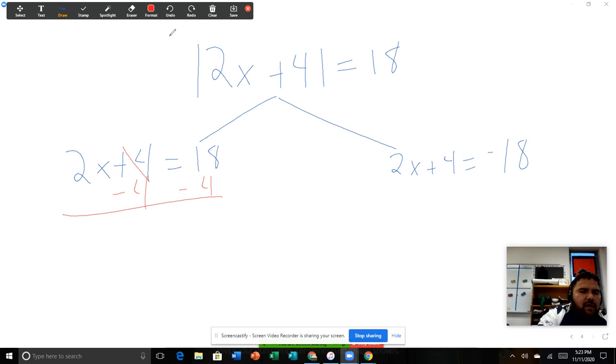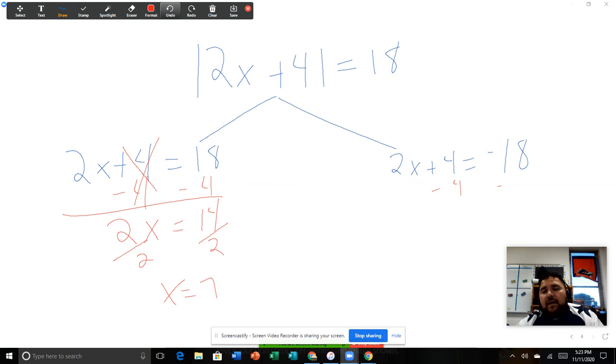Notice that I'm breaking it up into two equations. 2x equals, what was that, negative 14? No, positive 14. Divide by 2, x equals 7. Minus 4 to both sides. 2x equals negative 22. Divide by 2, x equals negative 11.